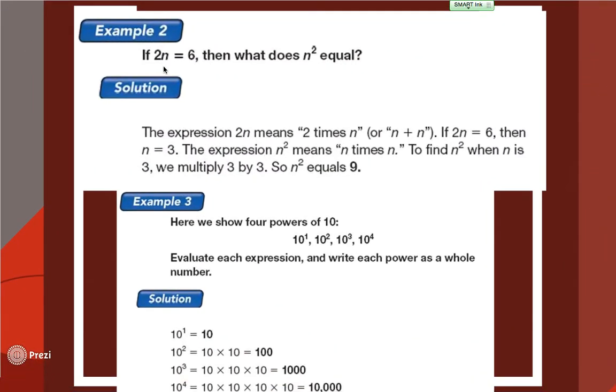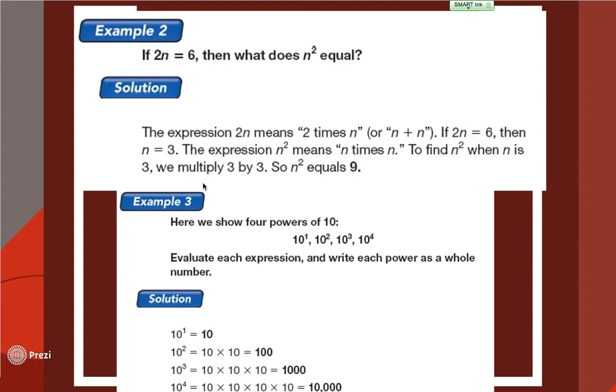Now, if 2n equals 6, what does n squared equal? Well, I know that 2 times 3 equals 6, so n equals 3. Now, n squared, which is n to the second power, means n times n, or in this case, 3 times 3. So n squared, in this case, equals 9.